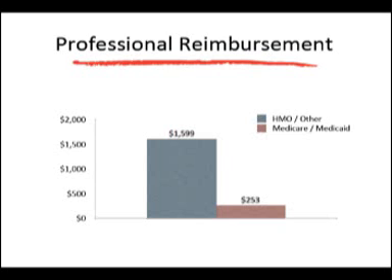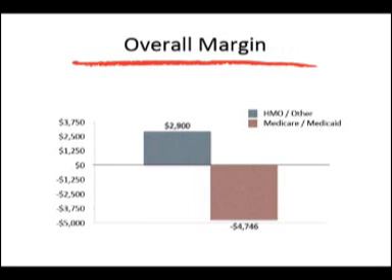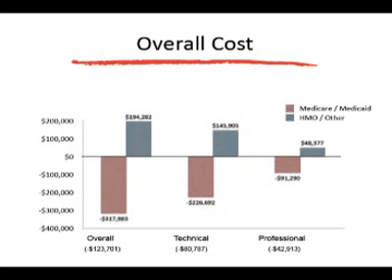Next. In terms of professional reimbursement, we found that private payers reimbursed well. With Medicare, you got about $250 for the procedure. Next. Our overall margin was excellent if Medicare were not paying for it; it was about negative $4,000 per patient if Medicare paid. Next, please. And unfortunately, if we took all these 134 patients together, we actually came out negative to the tune of over $100,000 for these patients.